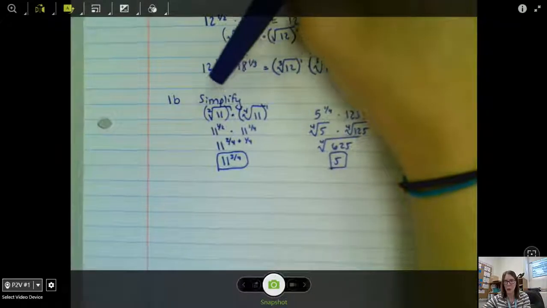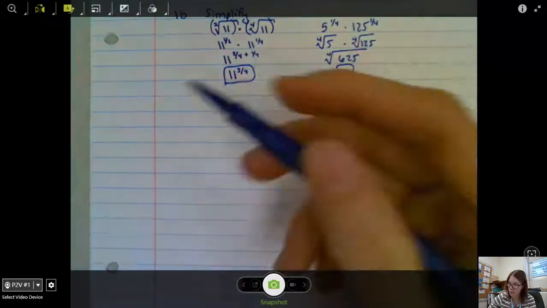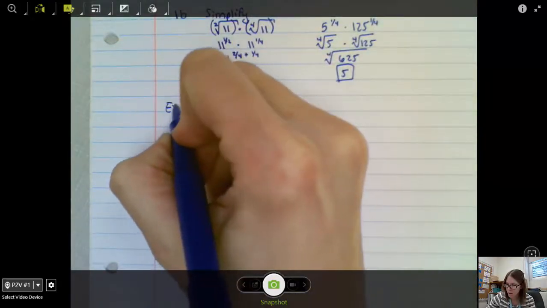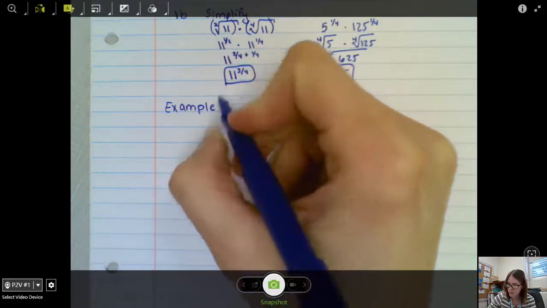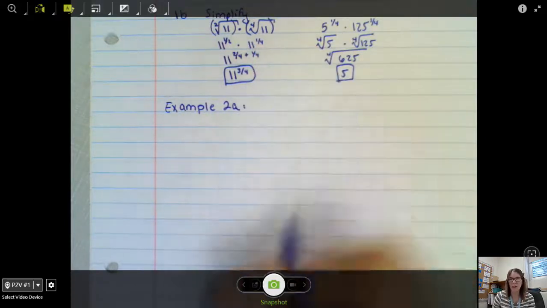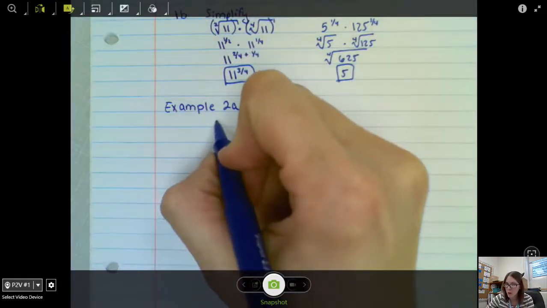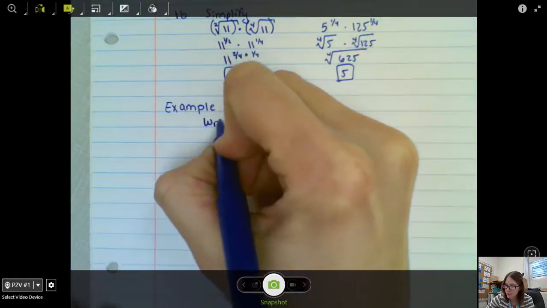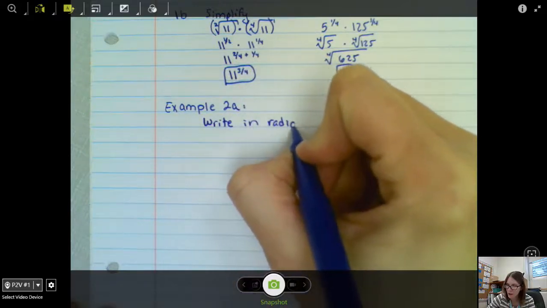Okay, example 2 here, we are going to go from an exponential form into radical form. And again, I'm going to do two problems in the same video since they're pretty short, and then I'll do some parallel examples in the next video. So we want to write these expressions in radical form.